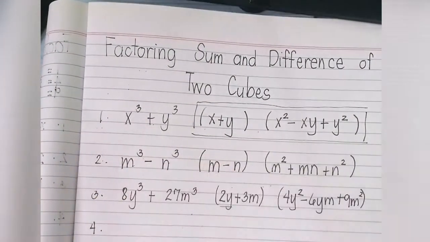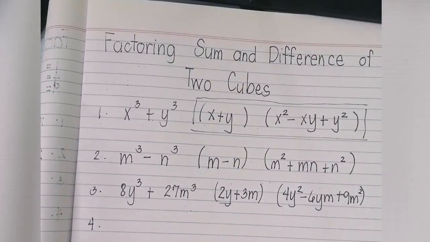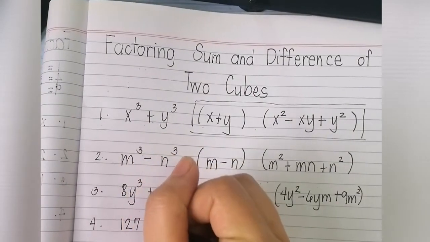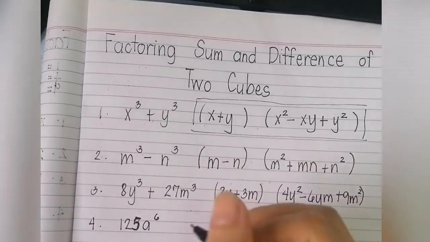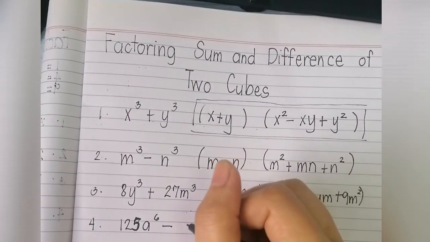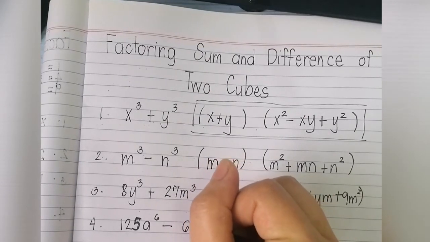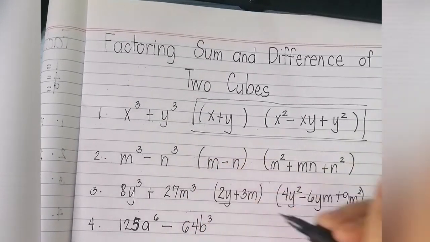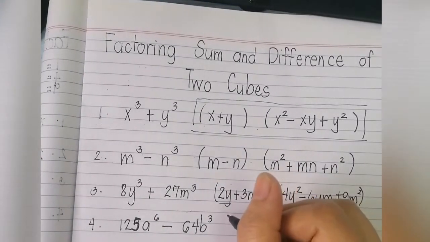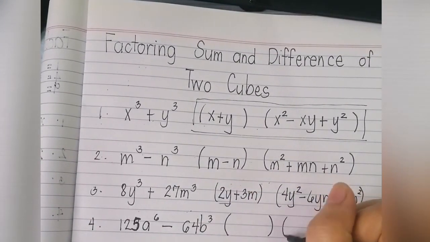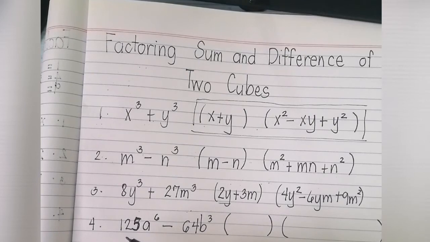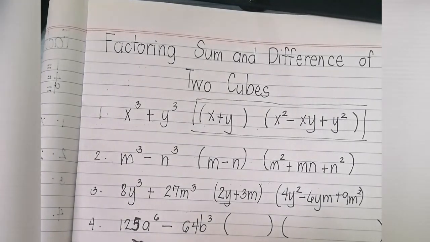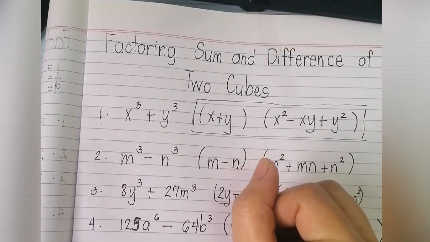And let's have our last example. Suppose we have 125a raised to 6 minus 64b cubed. So let us factor. Again, we will have a binomial and we will have a trinomial. So dito muna tayo sa binomial. Cube root ng 125 is 5. Kasi 5 times 5 times 5 is 125. So this will be 5.